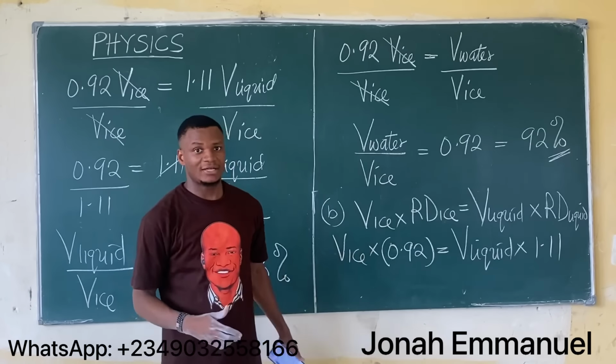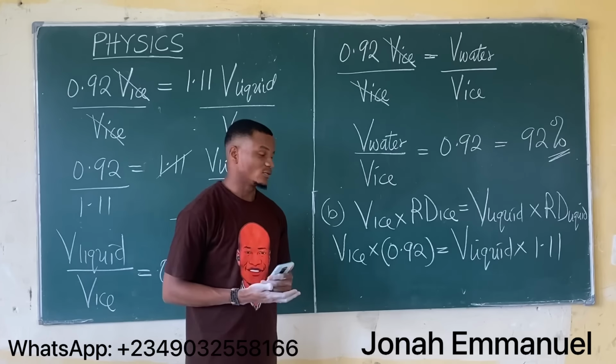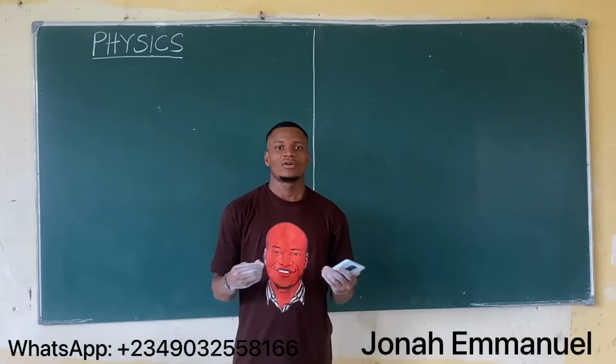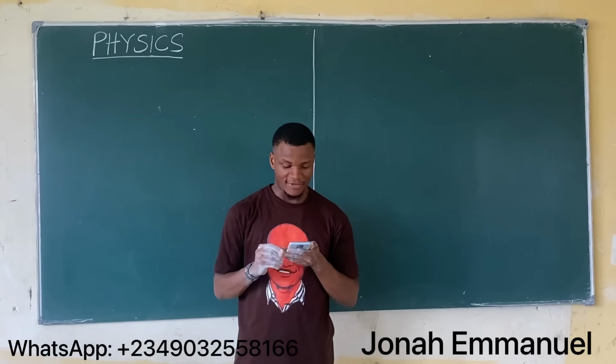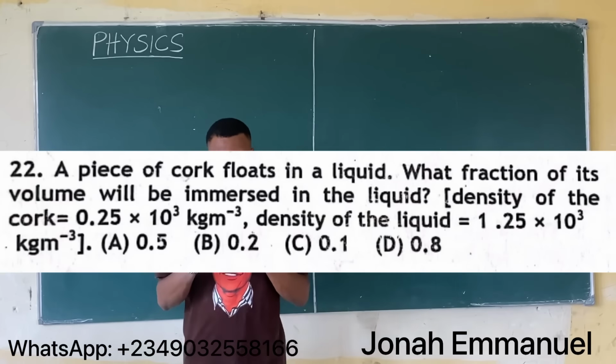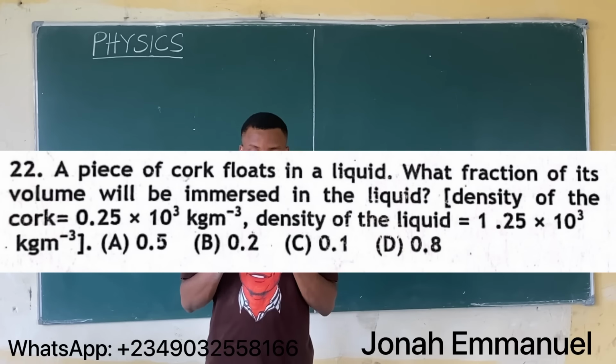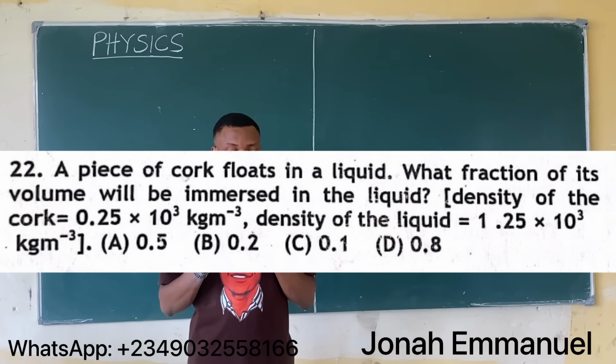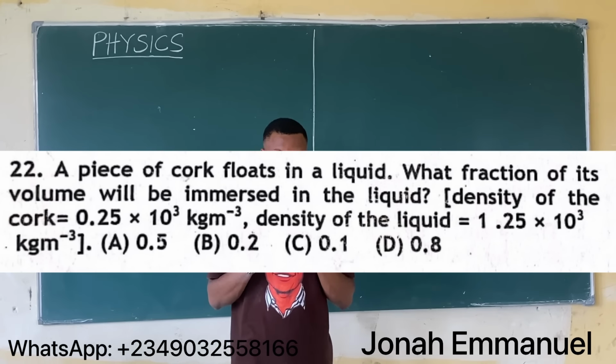We'll take a final JAMB question and we'll end the class. Alright, so let's get this done. The last question here says, a piece of cork floats in a liquid. What fraction of its volume will be immersed in the liquid?